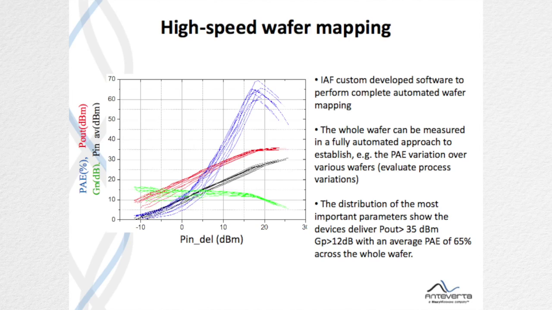and things like that. So over here you see an example of this final performance measured on this gallium nitride HEMT at X-band. And from these curves you can basically see the distribution of the most important parameters, for example, the devices all deliver an output power bigger than 35 dBm, power gain bigger than 12 dB, and PAE bigger than 65% across the whole wafer.